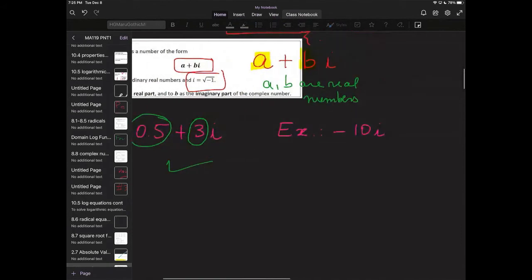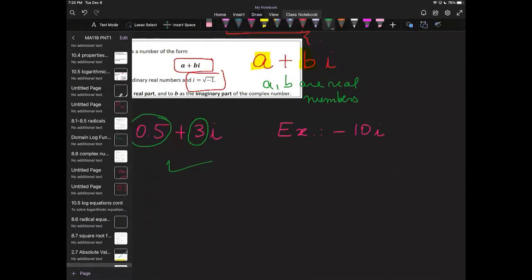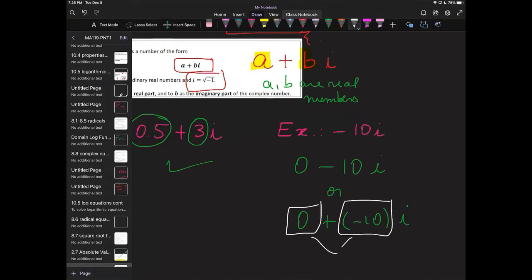Now, here's another number, negative 10i. I don't see the a plus bi form, but if I can express it with a and b as real numbers followed by i, then it's still a complex number. I can rewrite this number as 0 minus 10i, or as 0 plus negative 10i. You can see here that both 0 and negative 10 are real numbers.